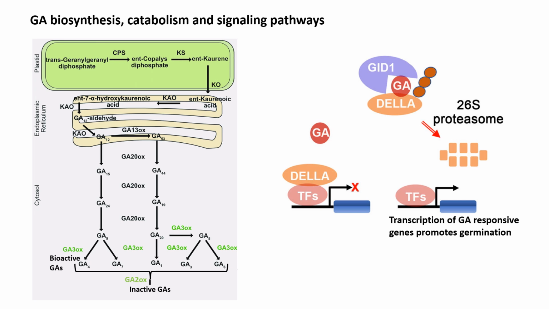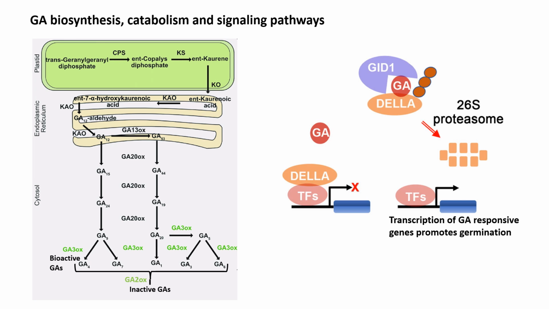GA12 is then acted upon by two oxidases, GA13 oxidase and GA20 oxidase, to form the different GA types, which show variation in the side groups attached to the tetracyclic gibbane skeleton. The bioactive GAs are formed by the action of the GA3 oxidase enzyme, while the GA2 oxidases inactivate the bioactive GAs. The activities of GA3 oxidase and GA2 oxidases are important in regulating the levels of bioactive GA during the process of germination.